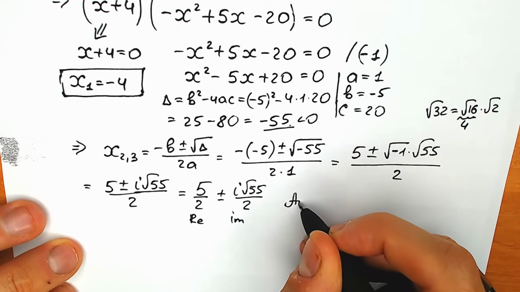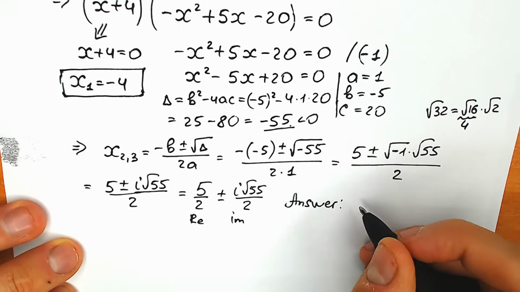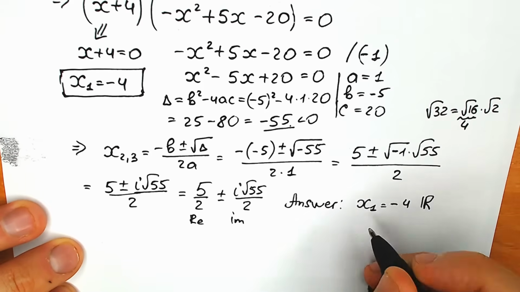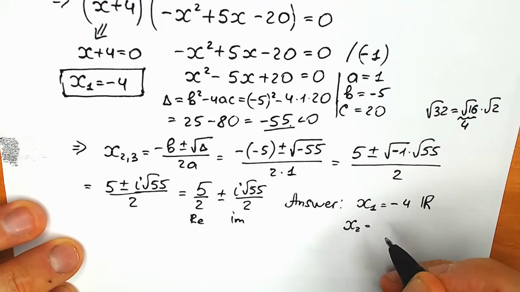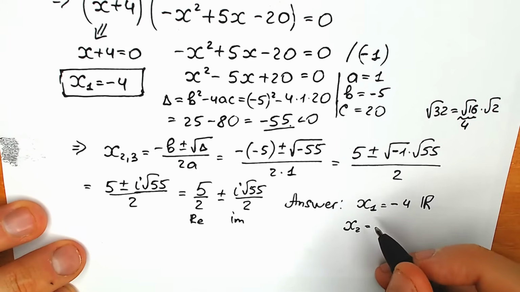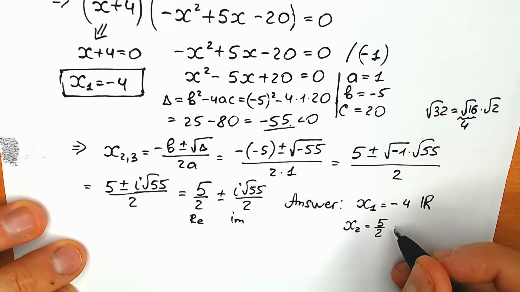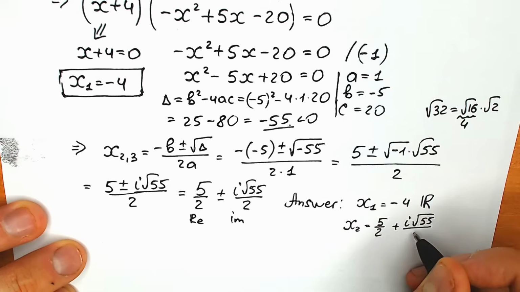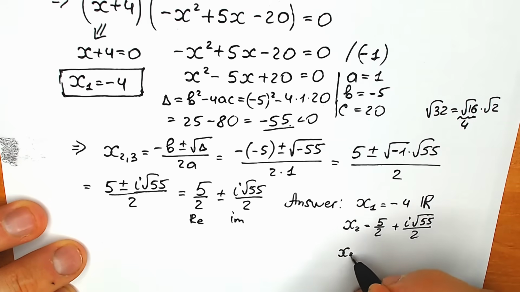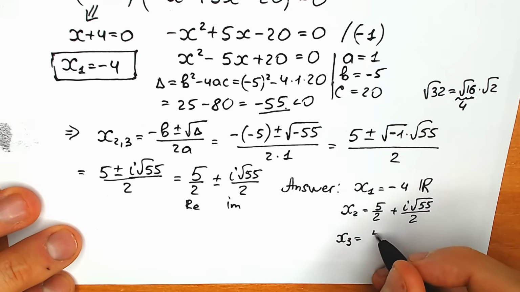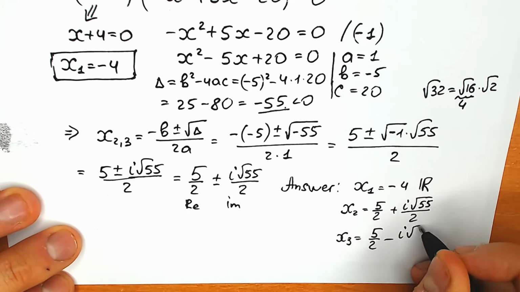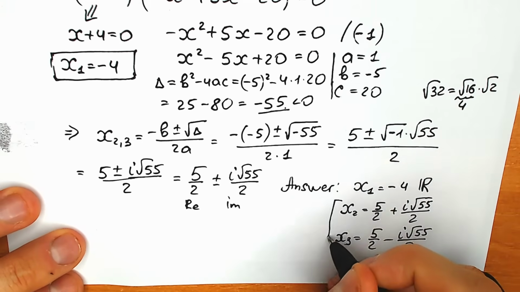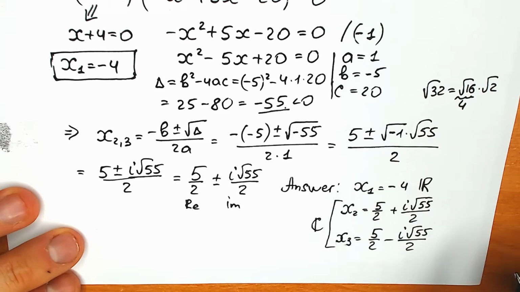So first of all, I'm going to write it. Our final answer to this question: x first equal to -4, this is our real number root. X second equal to, let's go with the positive sign, 5 half plus i square root of 55 over 2, and the third root, x third, equal to 5 half minus i square root of 55 over 2. So we have three roots. These two are complex roots, this one is the real number root.